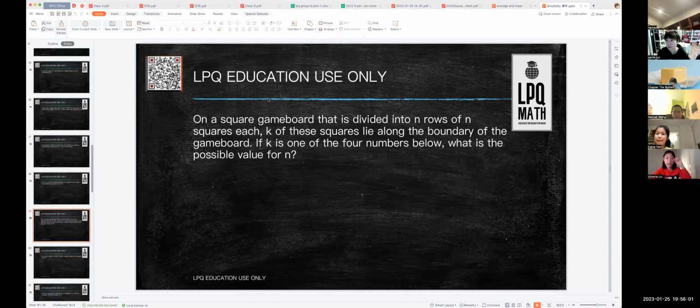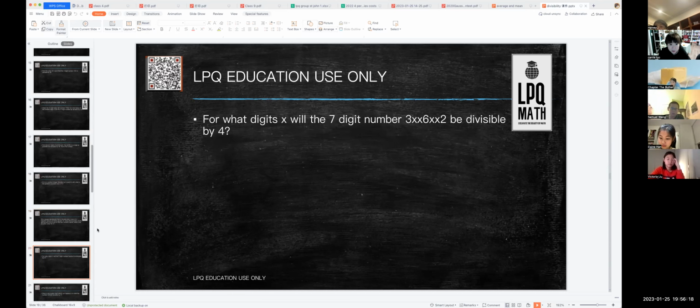OK, so let's take a look at this one, OK? So this question is a different, OK? So on a square game board, that is divided into n rows of n squares each, K of those squares lie along the boundary of the game board. If k is one of the four numbers below, number 没写,算了算了,这道题目不做啊,因为这题目没写完. Okay, for what digit x will be the 7-digit 3xx, 6xx to be divisible by 4?